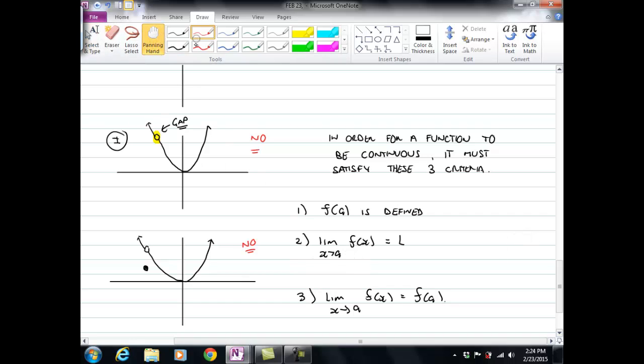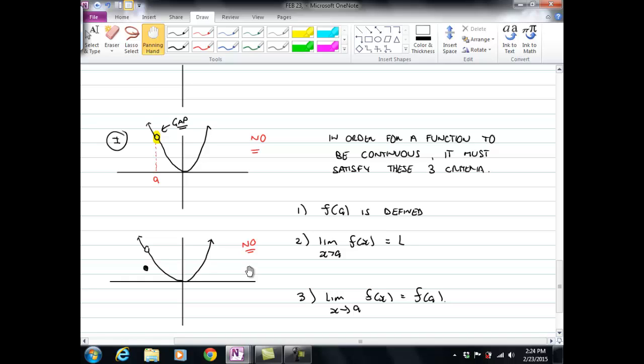First of all, let's say this point is A, by the way. That point is A right there. So rule 2 says there's a limit. Is there a limit as you approach A for this graph? There is. So therefore, rule 2 is not violated.